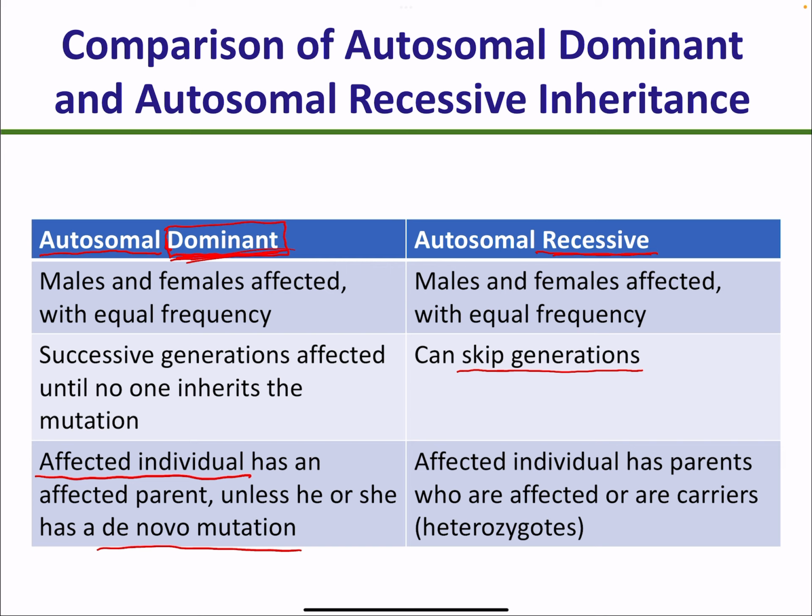And then when we look at autosomal recessive, affected individuals are going to have both parents that are carriers. Okay? Affected individual has both parents that are carriers, or both parents are affected themselves. These are the possibilities for an individual to express a recessive trait, where either the two parents are affected or two parents are carriers.